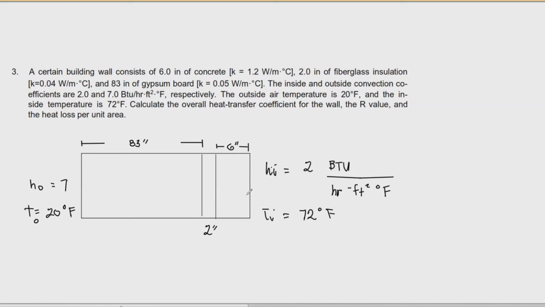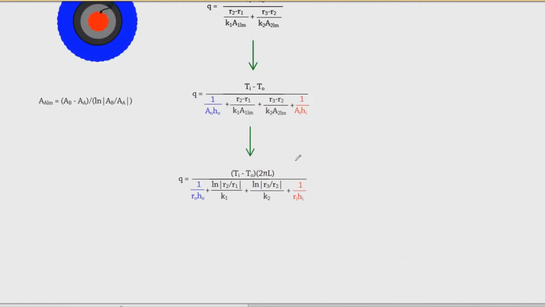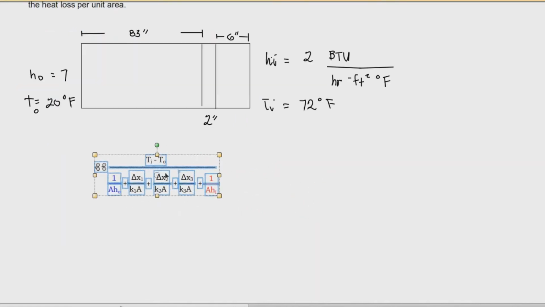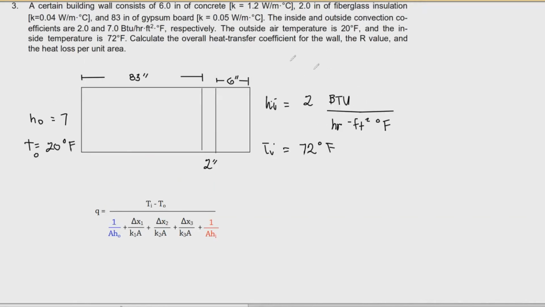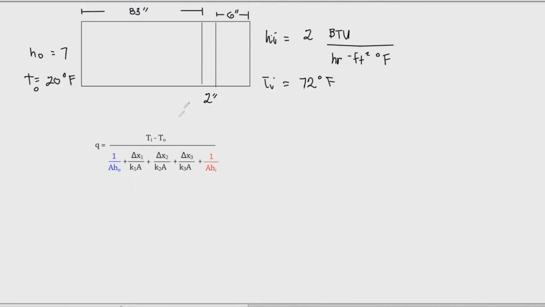So the inside of this building is a lot hotter than the outside. Our formula from the first lab would be this one. Let me just copy this so that it will be easier for us. So this is the formula, and we just need to substitute all the values and then obtain the value of Q. But I think the question is actually not Q, but the overall heat transfer coefficient for the wall. So in this problem, we are asked to find the overall heat transfer coefficient for the wall, the R value, and then the heat loss per unit area.